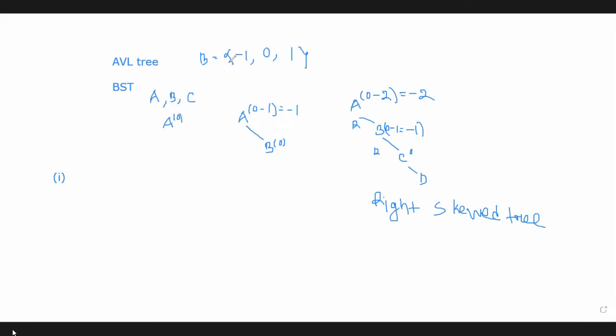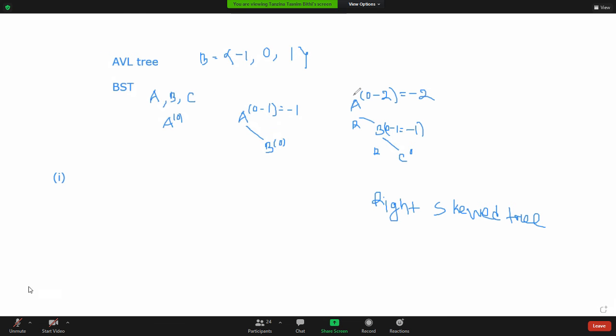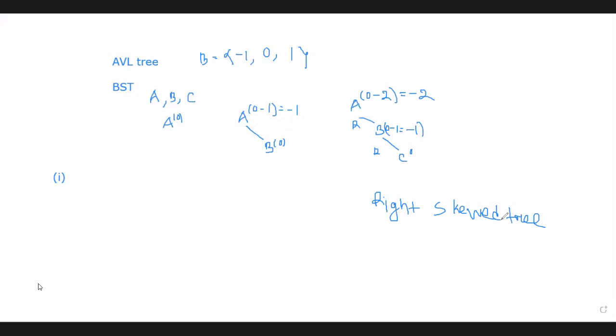Okay, so now how can we make it a balanced binary tree? Balanced tree means each node should have the balance factor 0, minus 1 or 1. So we don't need to change these two nodes, but this one should be changed. That means we have to change the whole tree. Now we have to find out the infected area. The balance factor of A is minus 2 and this tree is right skewed. So how to make it a balanced tree? By using left rotation. One option for making it a balanced tree is left rotation.